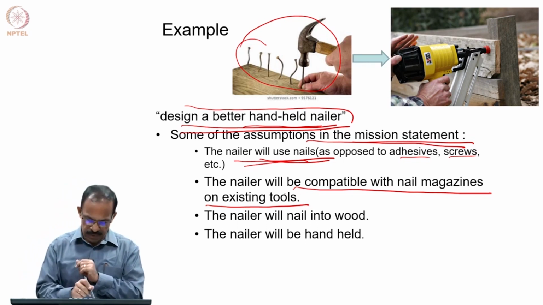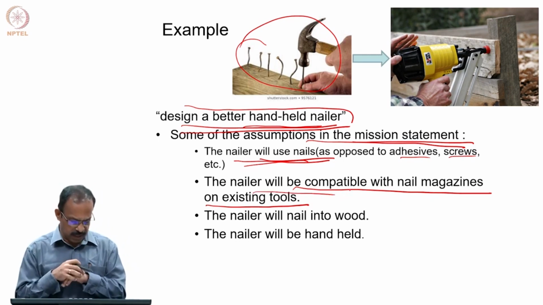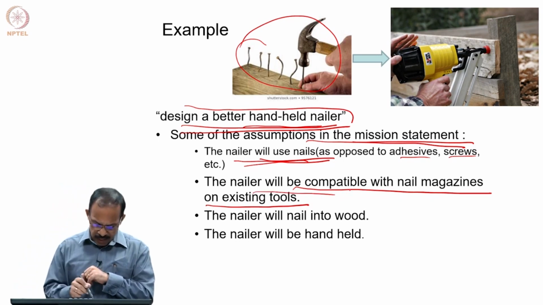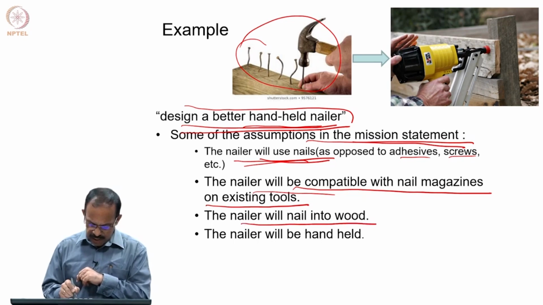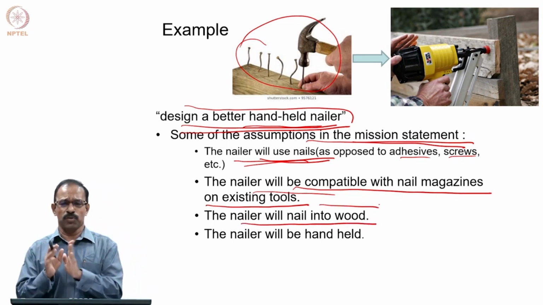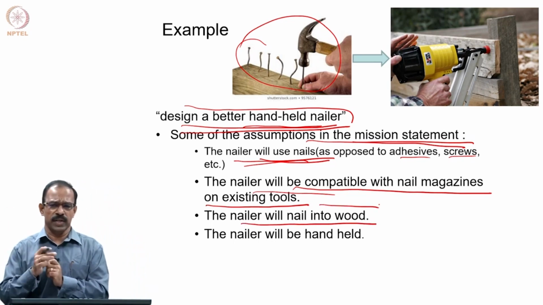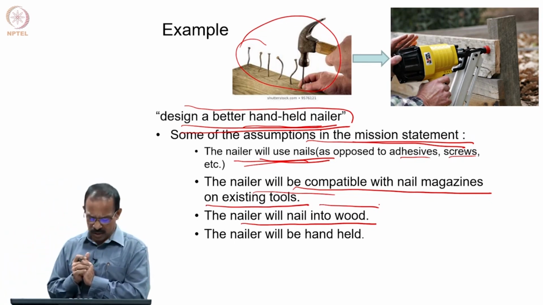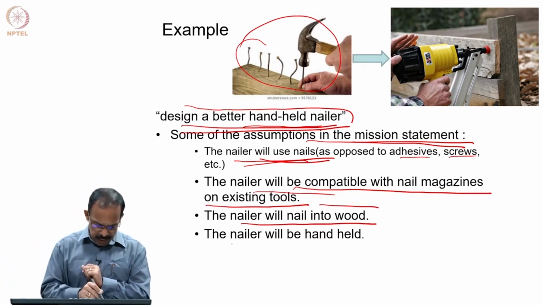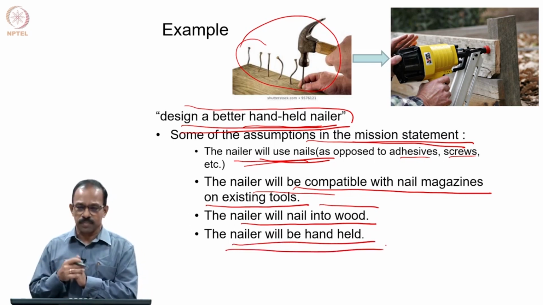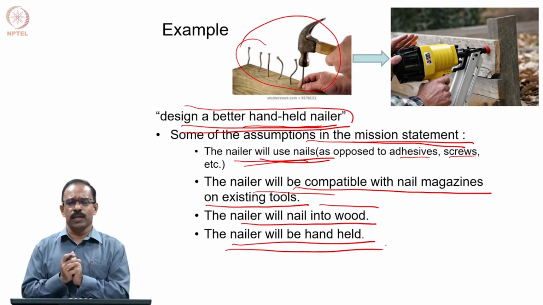So, the nailer will be compatible with the existing nail magazines, and it will be used only for nailing into wood. We are saying that it is only for wood, not for other applications like metals or engines, and it will be a handheld nailer. These are the things which actually come from your technical questioning.